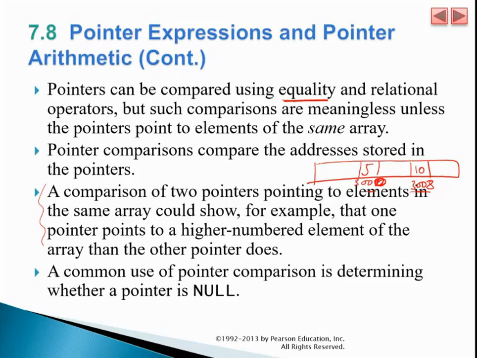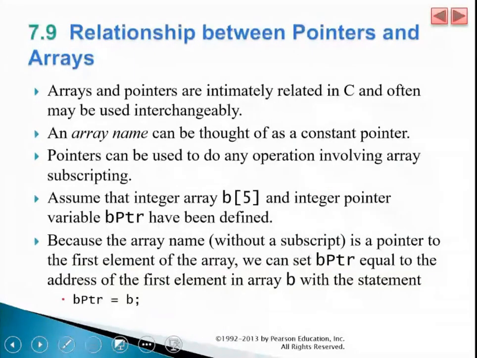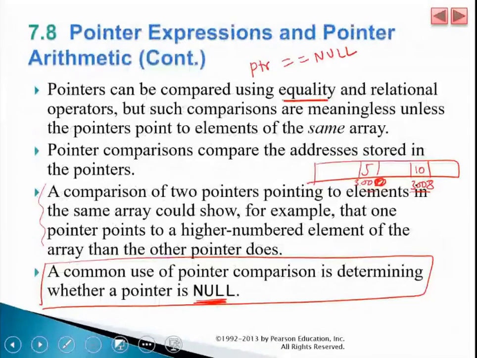The common use in comparison is to check whether null is stored in the pointer or not. You will make huge use of this when you do your next course on data structures. There you would usually like to check whether a pointer is pointing to null or not. So generally we will check whether the pointer is equal to null. This is the operation, but comparing two pointers is generally not required. So that's it about arithmetic operations, assignment operations, and comparison operations in pointers.